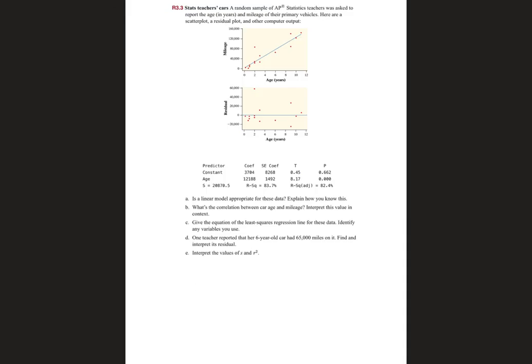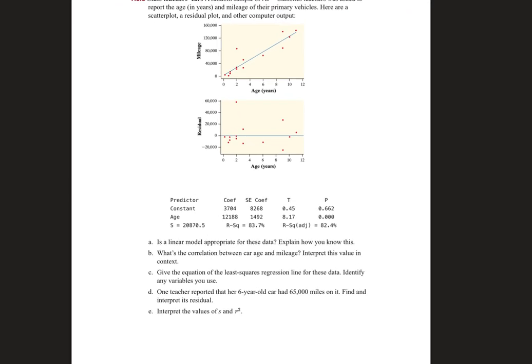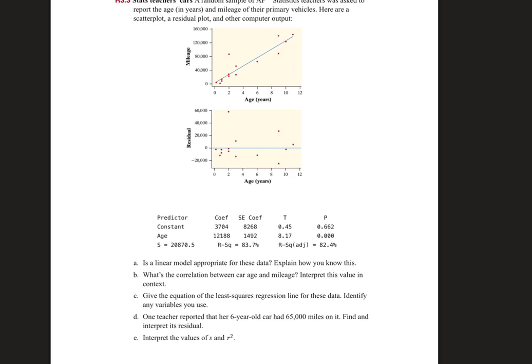Okay, so this next one, stats teachers' cars. A random sample of AP statistics teachers was asked to report the age in years and mileage of their primary vehicles. Okay, here are a scatter plot, a residual plot, and computer output. So here's the scatter plot of age and mileage, the residual plot of age and residual, and then this computer output.